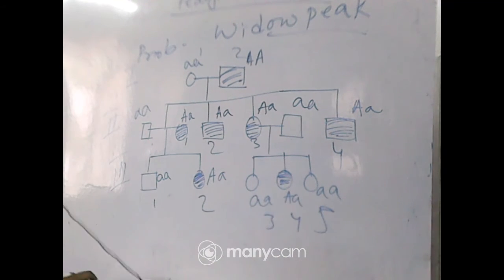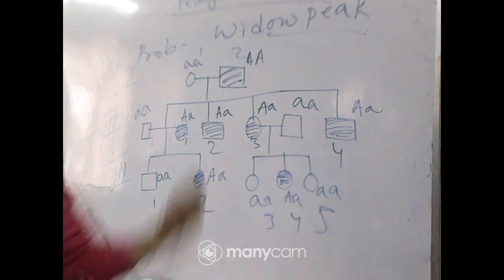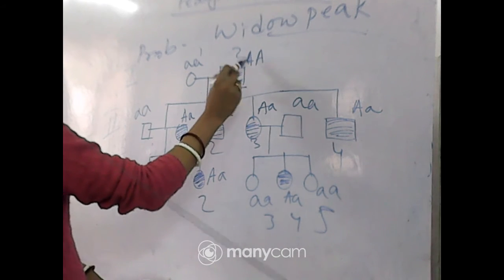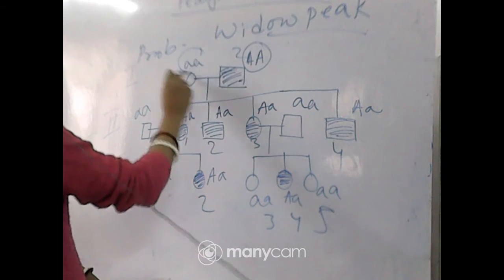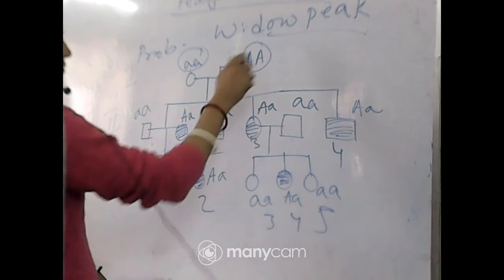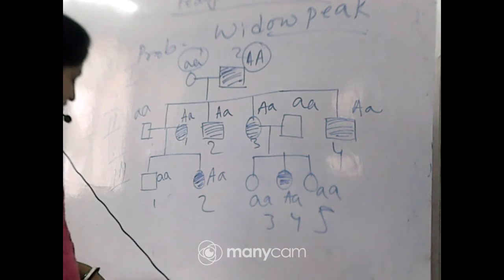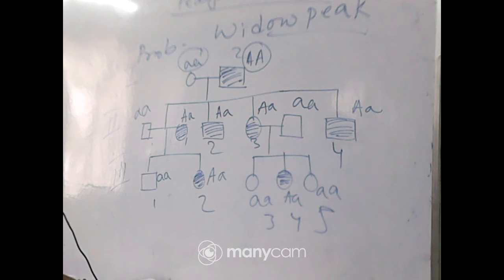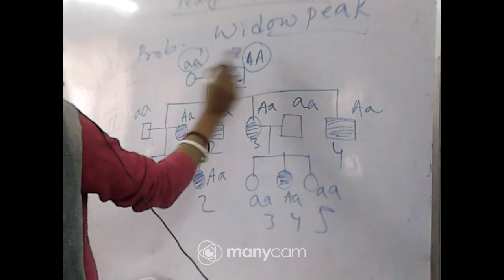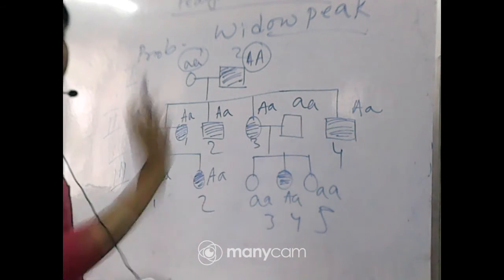Okay, so you can see here that the shaded symbol appears in all the offspring. Father must be homozygous dominant while mother is homozygous recessive. Obviously, because father is affected and it is spread from the father, that's why father is dominant, and mother is homozygous recessive. All are heterozygous, because from the father and mother all must be heterozygous.